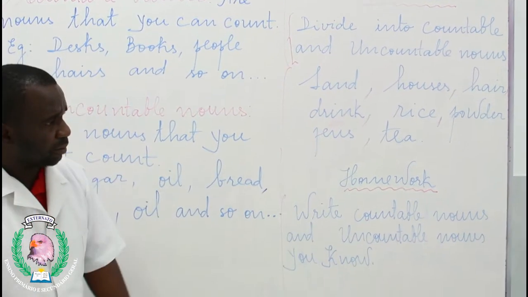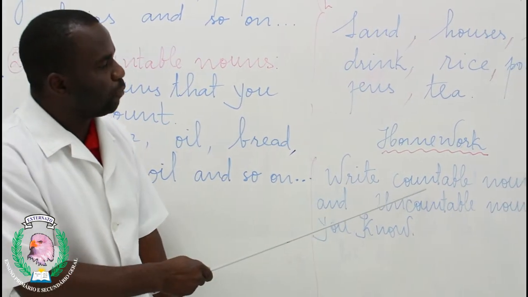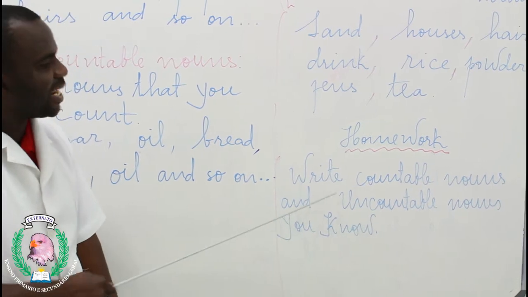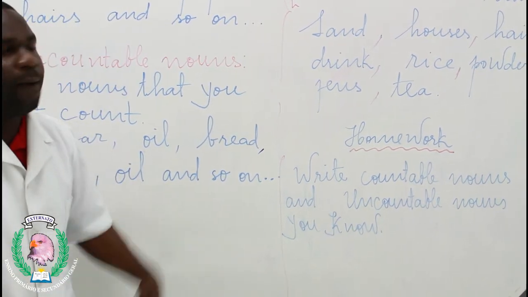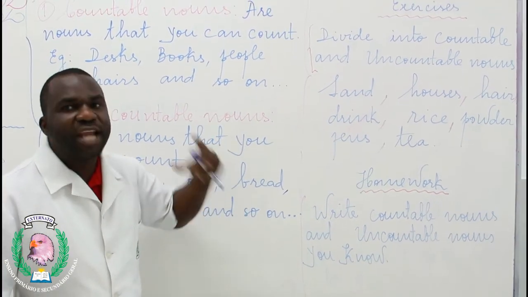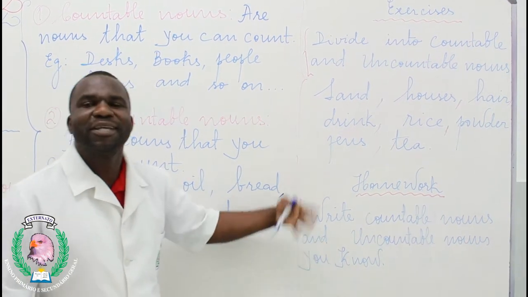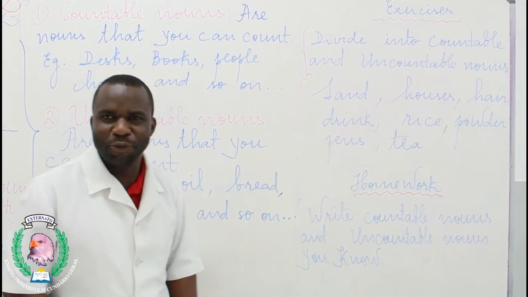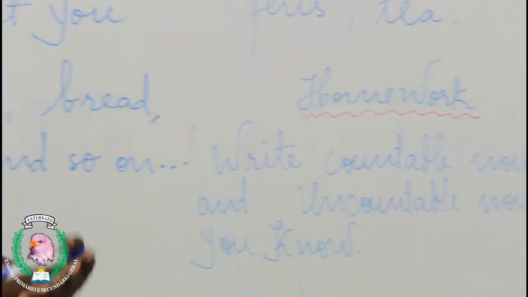And the last one is homework. Write countable nouns and uncountable nouns. I'm pretty sure that you have learned it and you understood. Now you have to show how much you understood about countable and uncountable nouns. Together, class? I'm pretty sure that you are going to say yes.